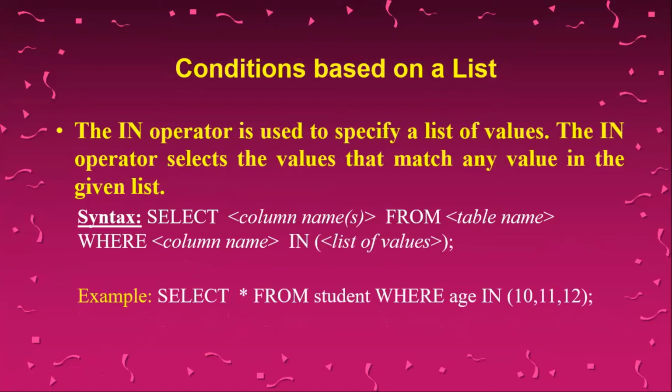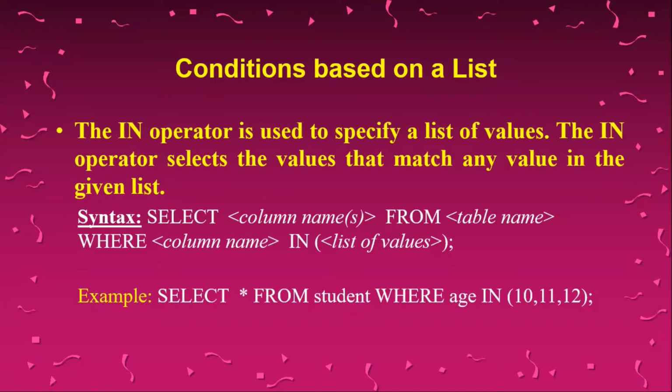Conditions based on a list. For that we use the IN operator. There will be a certain list of values, and if you want to select values from that list, we will use the IN operator. Those values which match inside that list will be returned. For that, how will we write it? SELECT column names FROM table name WHERE column name IN, and in the parentheses you have to give the list of values.